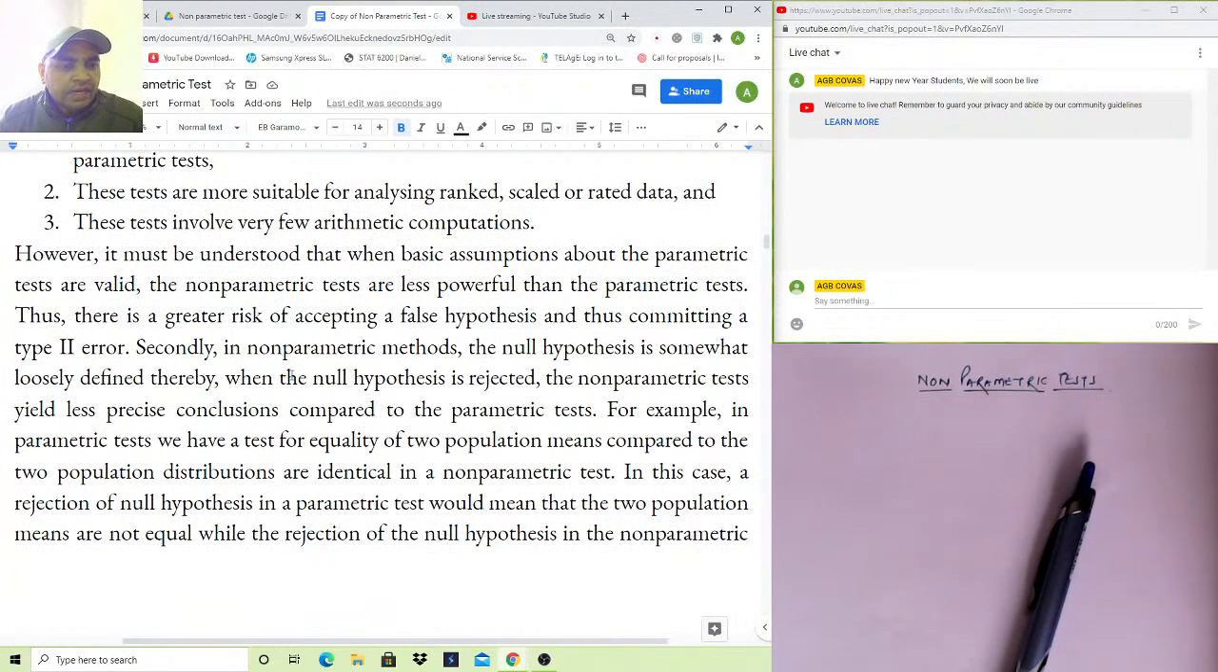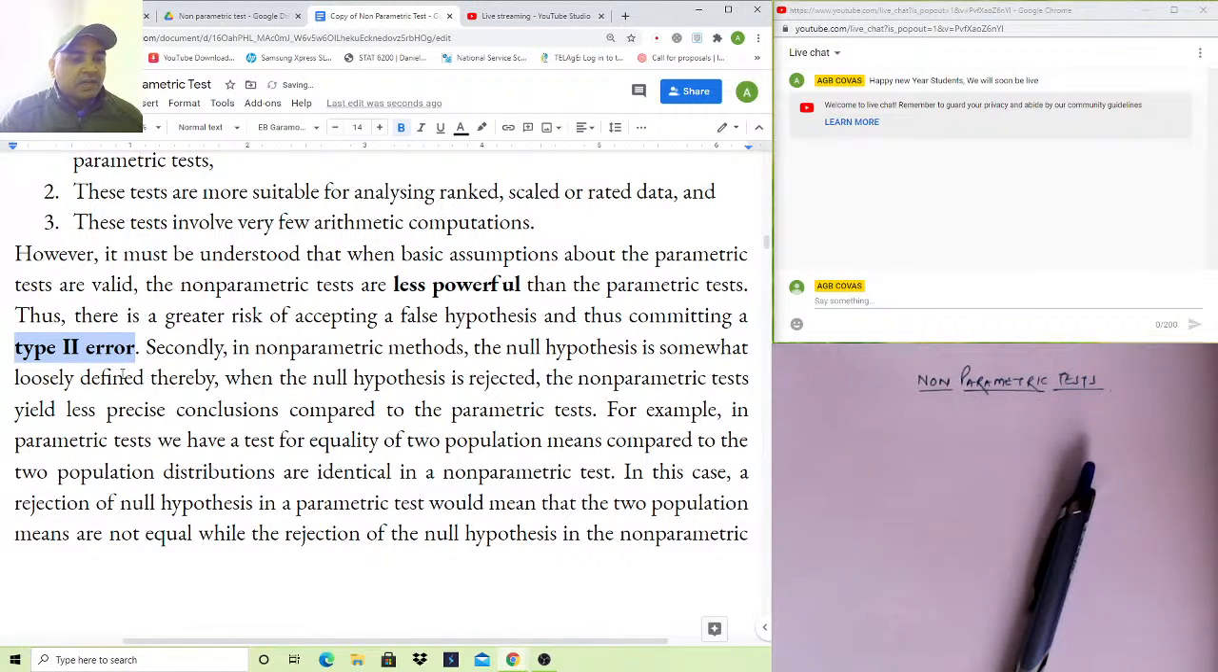However, it must be understood that when the basic assumptions about the parametric test are valid, the non-parametric tests are less powerful. It is not that you have all the basic assumptions available and even then you go for a non-parametric test. You must go for the parametric test because non-parametric tests are less powerful than parametric tests. Thus, there is a greater risk of accepting a false hypothesis and thus committing a type 2 error. That is, non-parametric tests are more inclined towards the type 2 error.